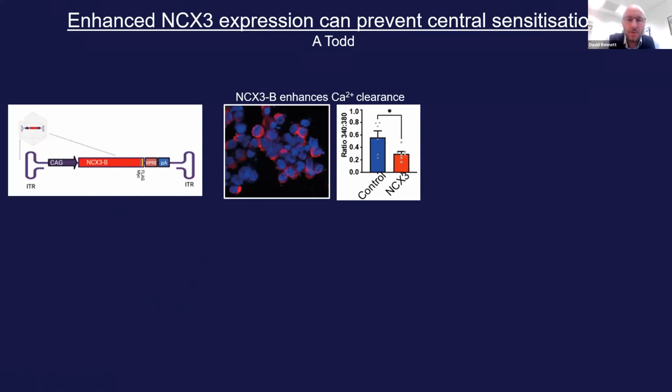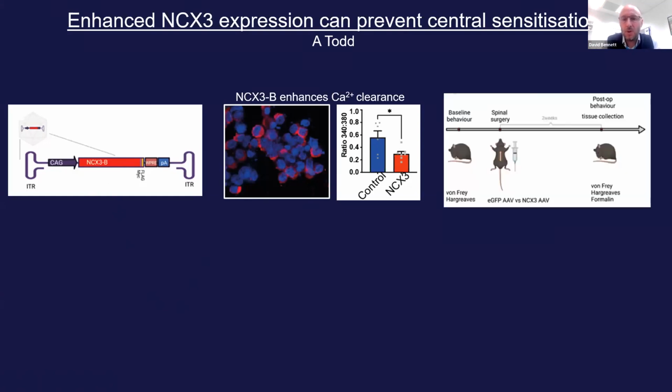So the next step was to enhance activity of NCX3 within the nervous system. To do that, we worked with Andrew Todd and his excellent team in Glasgow, where we could inject this virus into the dorsal horn of the spinal cord and see what impact that has on pain behavior. Our hypothesis is that this can reduce sensitization at a spinal level because we're enhancing calcium extrusion.